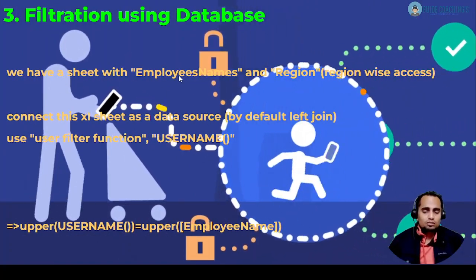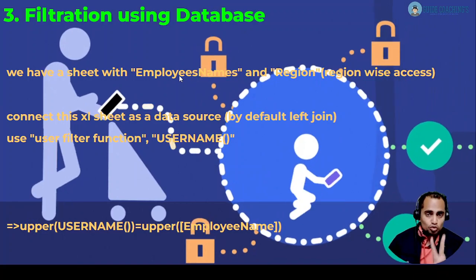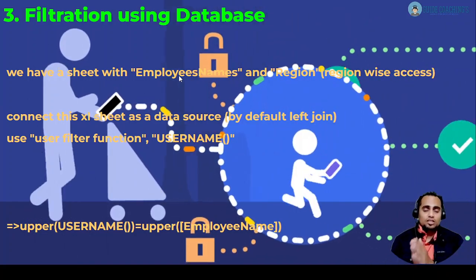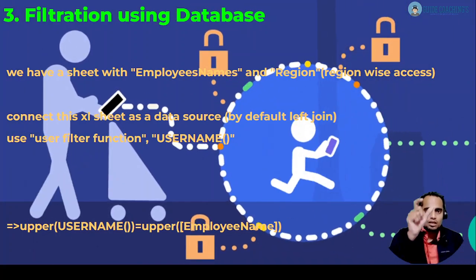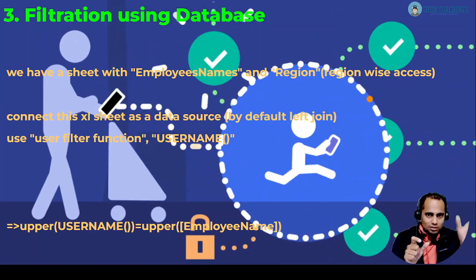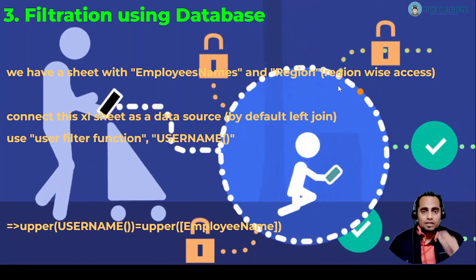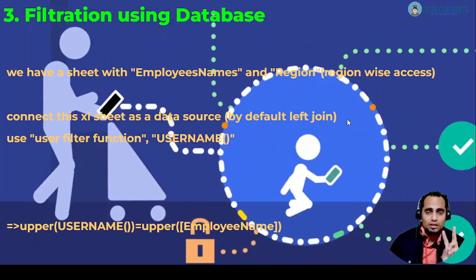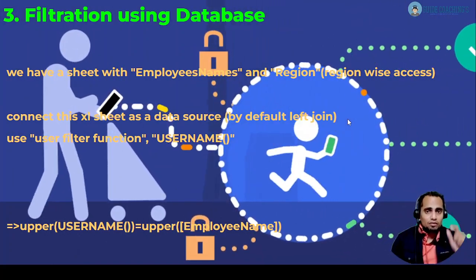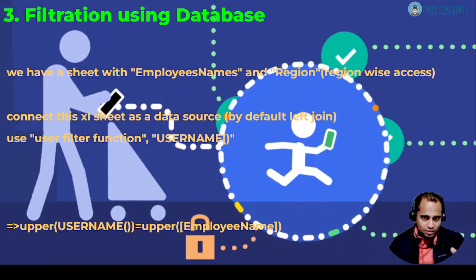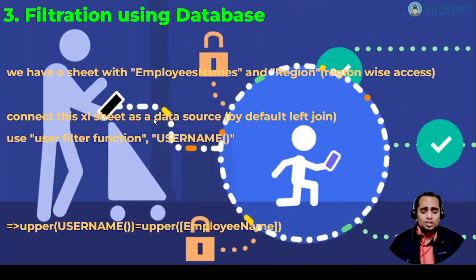We have created a sheet where we are keeping 2 values, that is employee names and regions. In the first columns we have employee names, employee ID, employee email addresses and their regions. We have given region wise access. If a person has access to 2 regions, we will not use a comma separator, we will write a duplicate entry and just change the region. That is how we are going to do it. Then we will connect this Excel sheet as a data source.